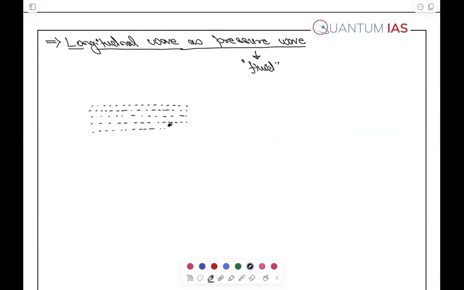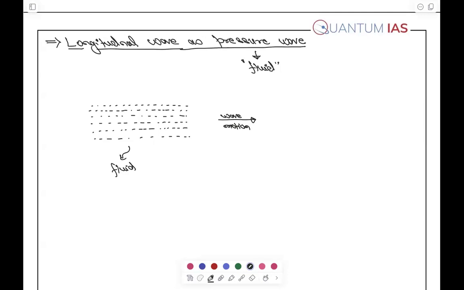This is my medium, or this is my fluid. No wave motion. Now we are considering wave motion. अगर मान लो wave motion हो रहा है या disturbance हो रहा है इसमें, so what will change now? Few particles will compress and few particles will elongate. So let's do that, and that will change the pressure.